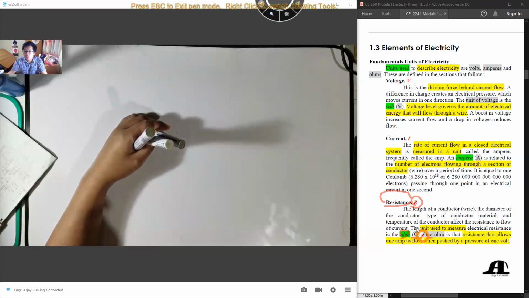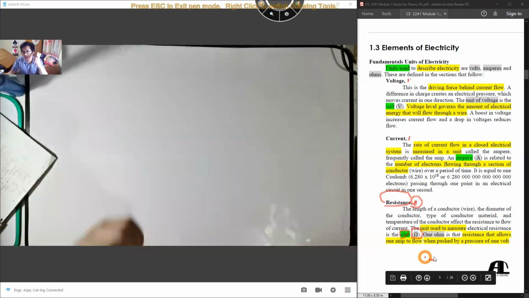Notation natin ng ohm class is this symbol. Yung pag ganyan. Hindi ko alam yung tawag dyan. Okay, so 1 ohm is that resistance that allows 1 amp to flow when pushed by a pressure of 1 volt. So yan yung definition natin ng 1 ohm class. Ito yung resistance of 1 amp with a pressure of 1 volt. Okay?